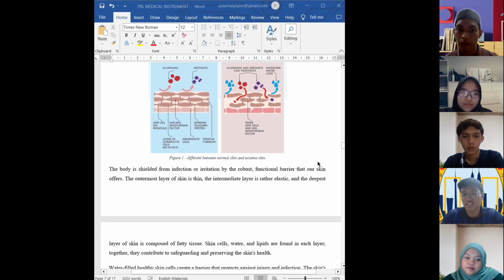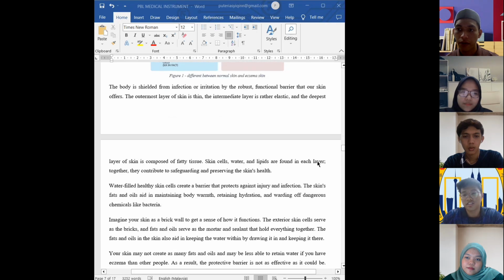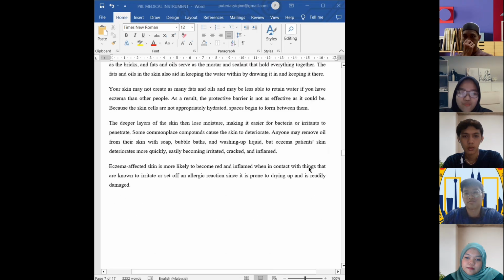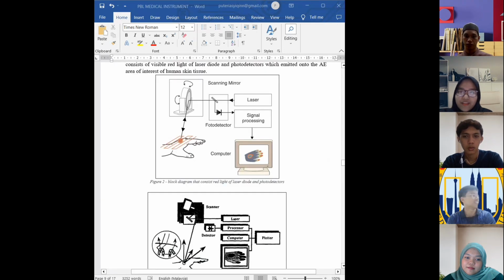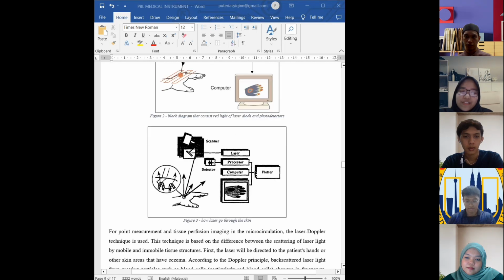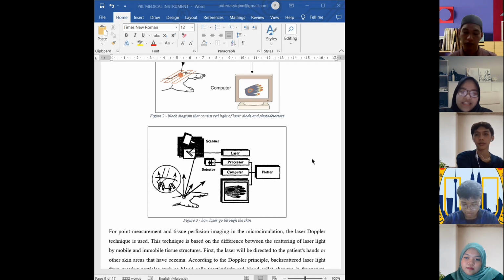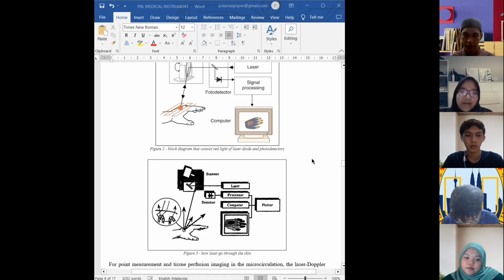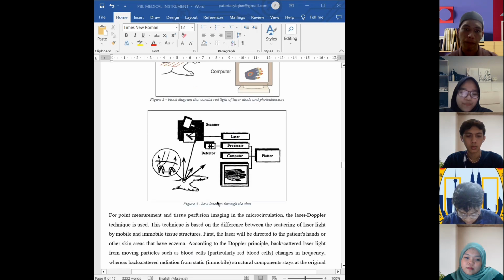So next is Puteri for task 2. Okay, task 2 is about the block diagram. For point measurement and tissue perfusion imaging in the microcirculation, the laser Doppler technique is used. This technique is based on the difference between the scattering of laser light by mobile and immobile tissue structures. First, the laser will be directed to the patient's hands or other skin areas that have eczema. Just like this, the laser will be directed to the patient's hands.